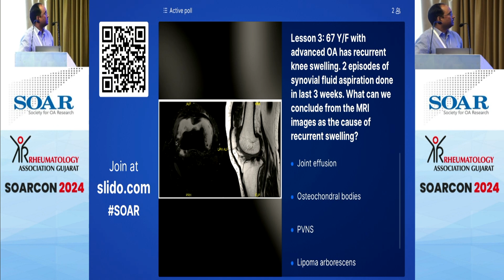So this is the axial image, fat suppressed. This is the sagittal non-fat suppressed image. We can see there are features of osteoarthritis, where there are some subchondral bone changes in the patella as well as in the tibia. But apart from that, there is a bright thing in the joint, that is the synovial fluid. So is this simple synovial fluid that is causing the recurrent swelling, or is there something else?